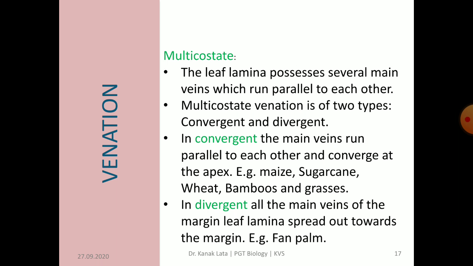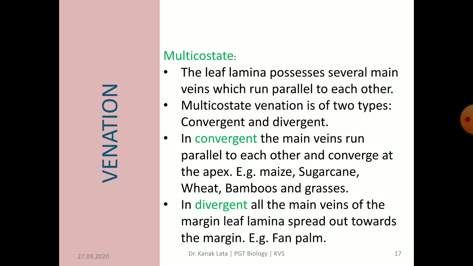Now it is about multicostate parallel venation. When the leaf lamina possesses several main veins that run parallel to each other, it is called multicostate. It is also of two types, convergent and divergent, like reticulate venation. In convergent parallel venation, the main veins run parallel to each other and converge at the apex. Example, you see in maize, sugarcane, wheat, bamboos, grasses.